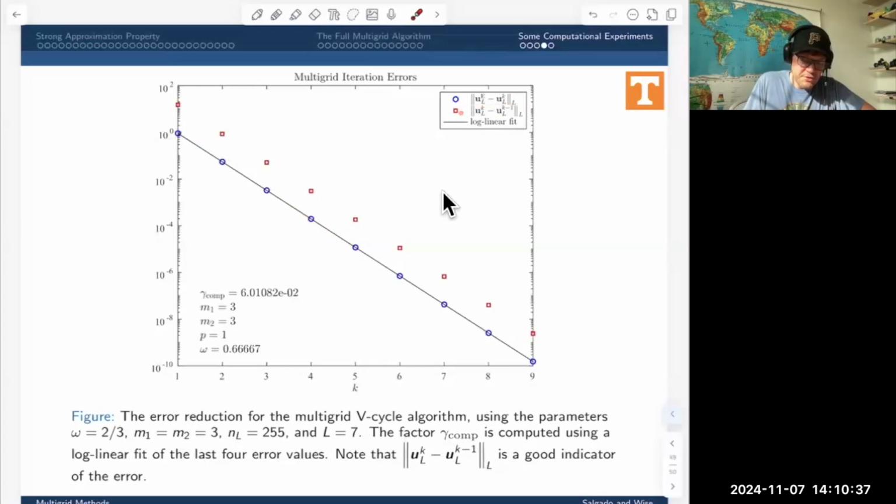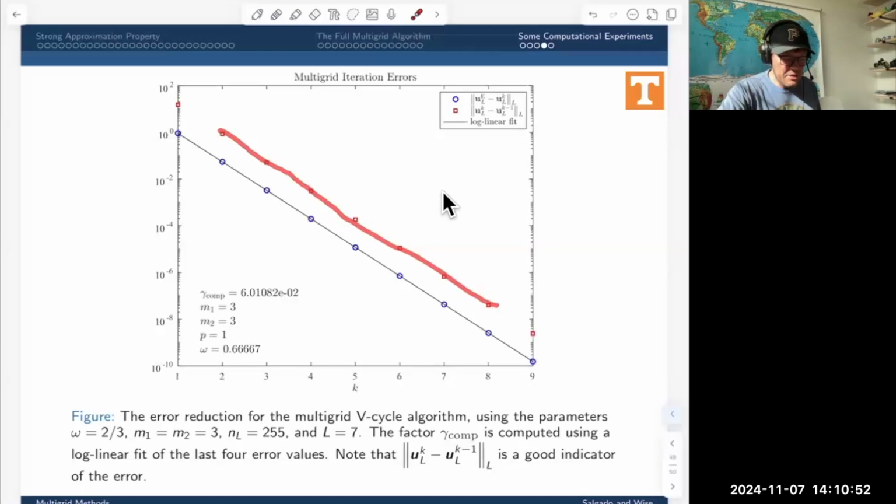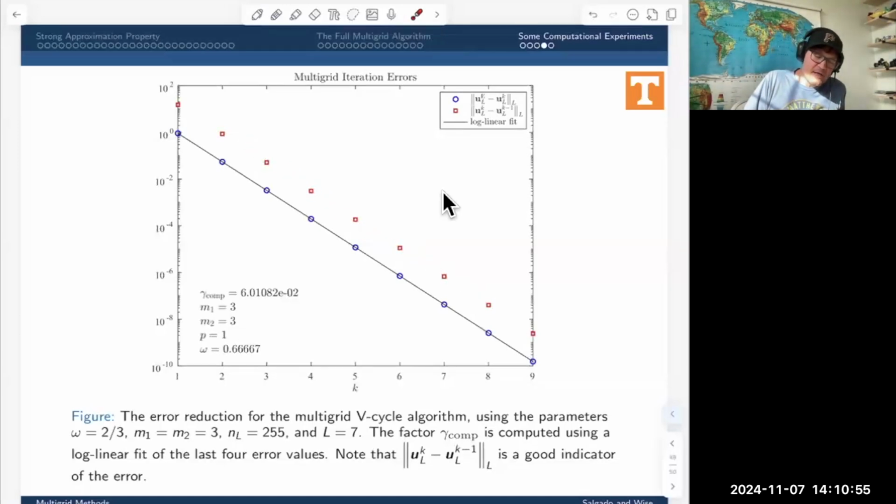In the red, what we're showing is the difference between two successive approximations on level capital L. And what this shows is that using these red numbers as an error estimate is a pretty good over-estimate, and it decreases at the same rate. So this is when you know the true error, which we don't know in practice. What we really know is maybe something like this, but we can use this as a stopping tolerance, okay? Roughly speaking, this is like 5 times bigger than that, that's reasonable. We don't know what the true error is, so let's use an error estimator, which acts similarly.